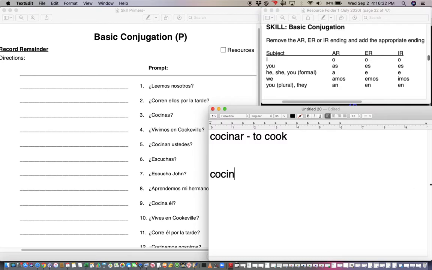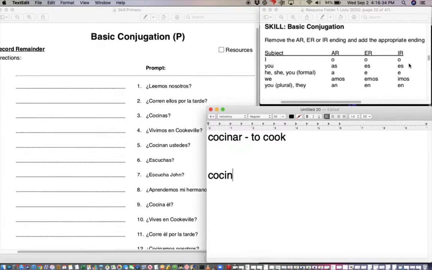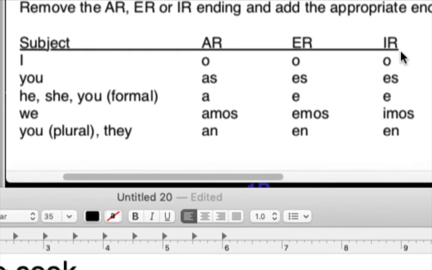Now, who I want to say cooks depends on what ending I'm going to put over here. If I put an O on it, it's saying I cook. If I put an AS on it, it says you cook. If I put an A, it says either he cooks, or she cooks, or it could also be you, sir or ma'am, because you're being formal, cook. If I put AMOS on it, it means we cook. If I put AN on it, it means either you all cook or they cook.